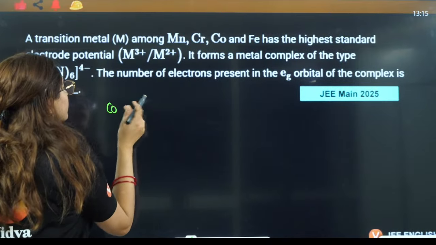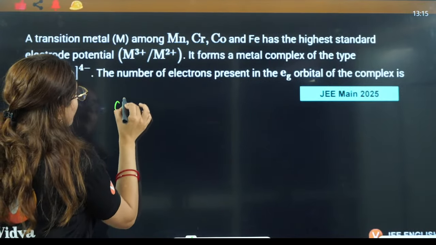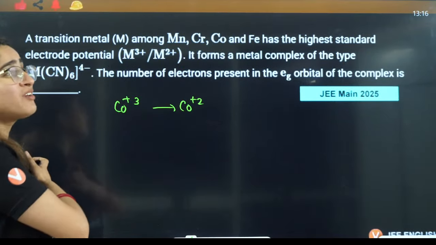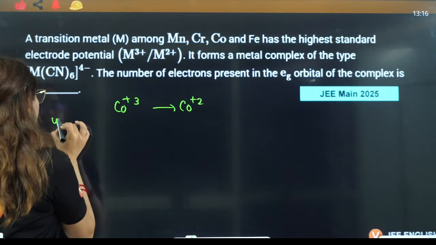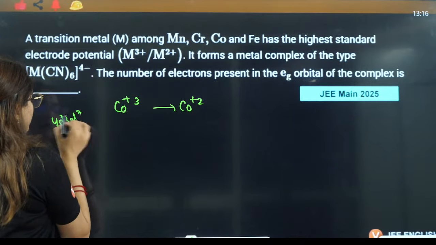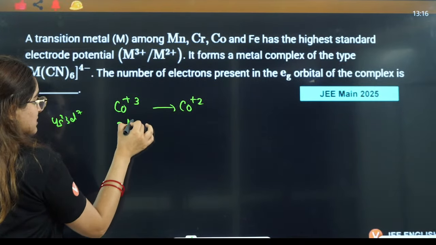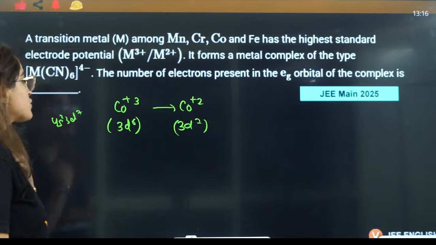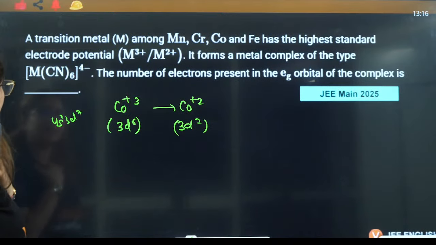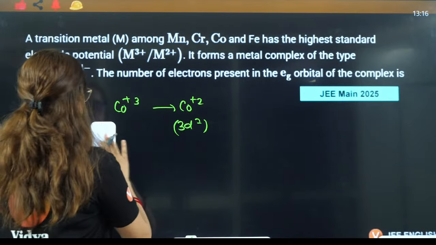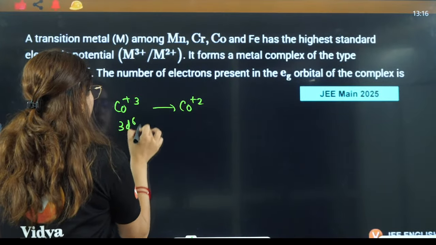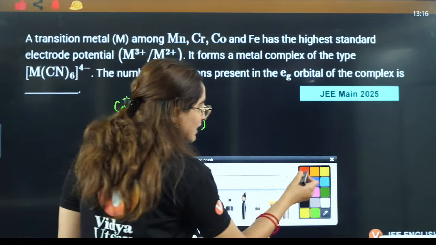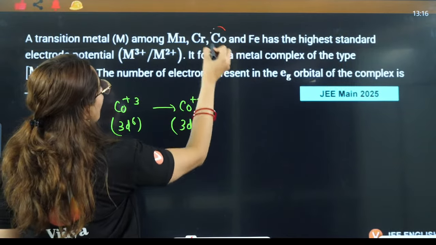See, if I tell you cobalt plus 3 to cobalt plus 2, highest means it is very difficult to do that. Cobalt is nothing but 4s2 3d7. You take out 3 electrons, it will become 3d6. Plus 2 means it is 3d7, right? So plus 3 will become 3d6 and this will become 3d7. So this one has the highest reduction potential among all of them.